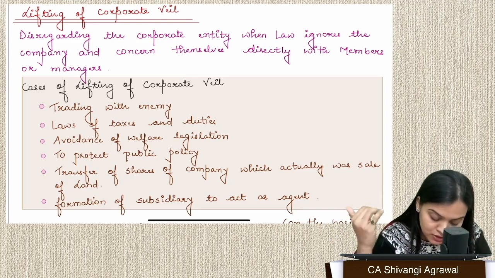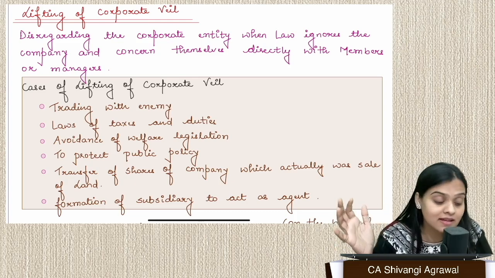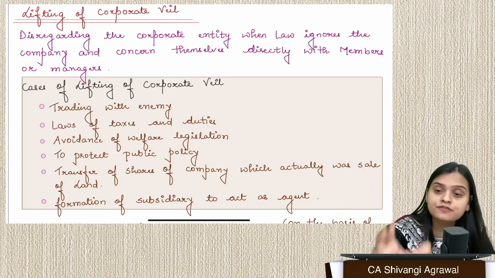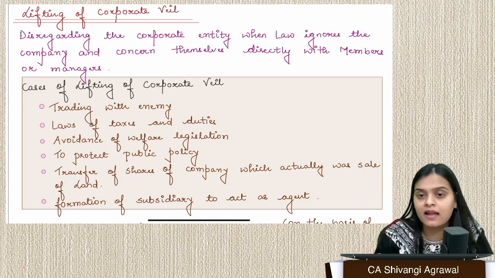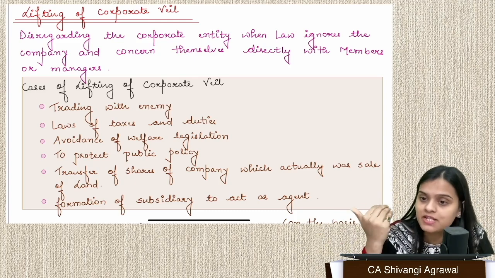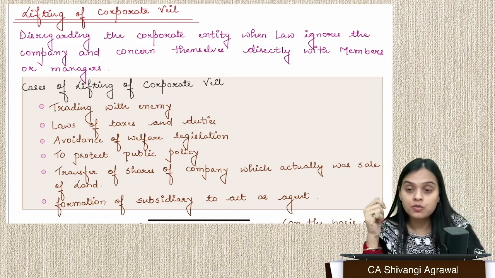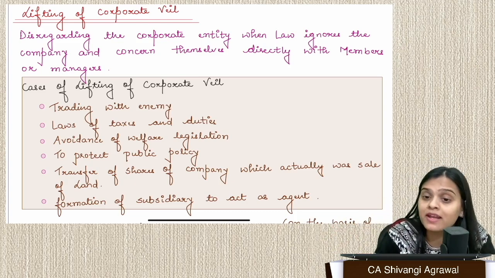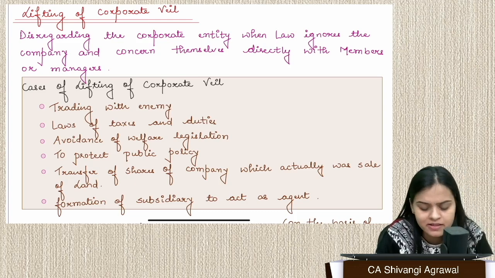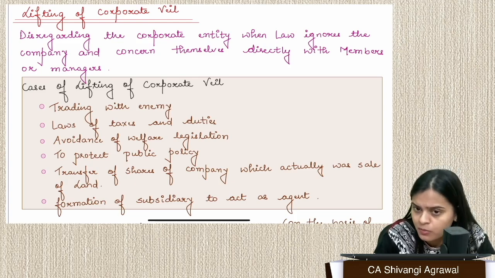The very first one, laws of taxes and duties. If you are trying to evade taxes, wherever the matters of laws, taxes, duties, and stamps are concerned, then of course the corporate veil is going to be lifted and merged, and accordingly you have to pay the taxes. Avoidance of welfare legislation, the famous case of the rubber industry. Maybe you are trying to avoid payment of bonus, and for that you have formed another entity. The veil is going to be lifted, and actually you will be looked behind.